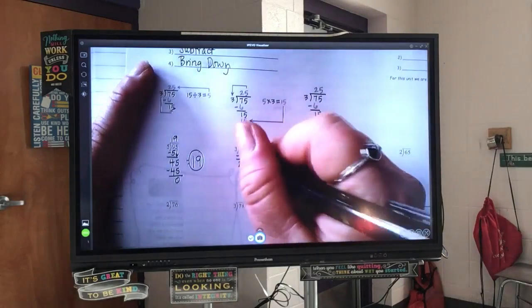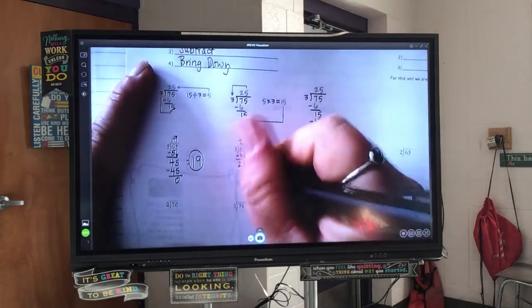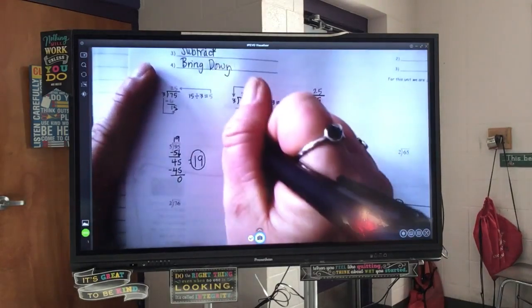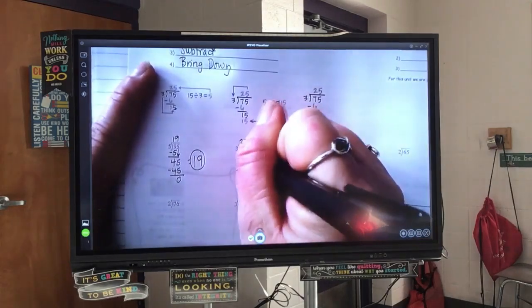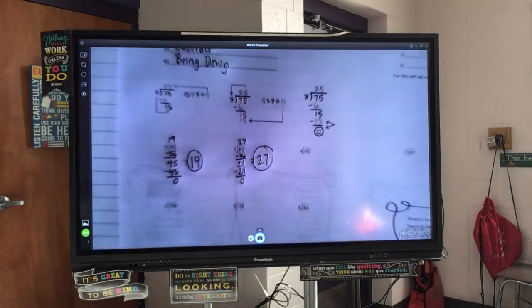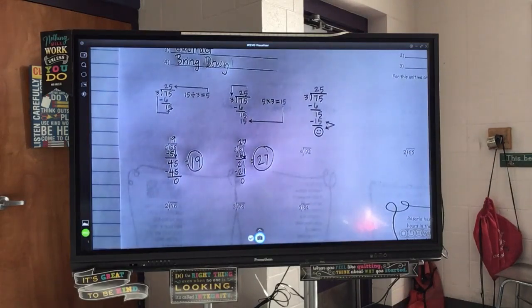No, 3 times what? It's going to give me 27 or 21. Oh, 7. 7. How do you know that you're able to stop on these? Like, how do we know that 19 was our answer? How do we know that 27 was our answer? We got to 0. Because we got to 0. You have a 0 at the end. That's when you can stop.